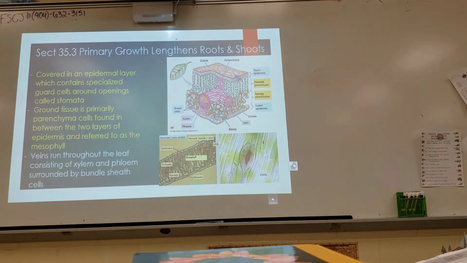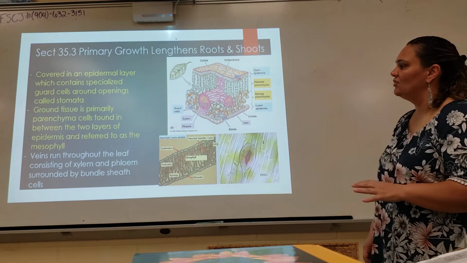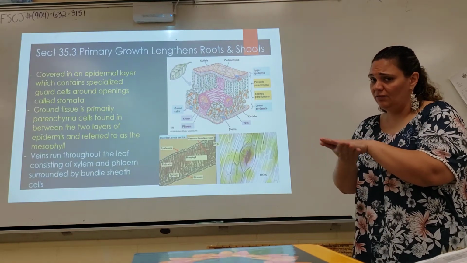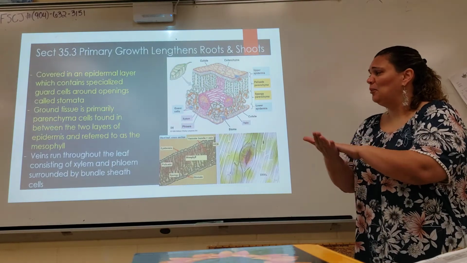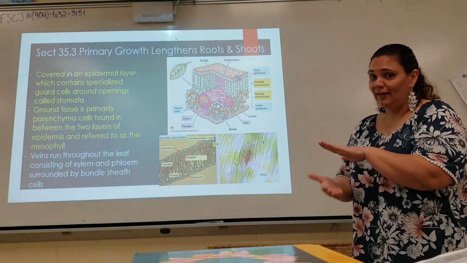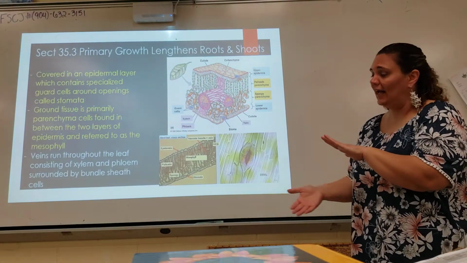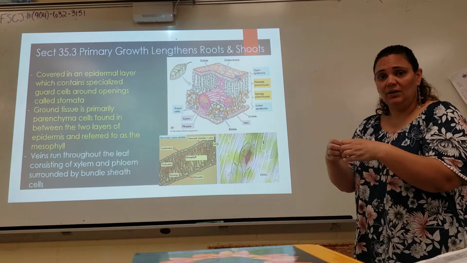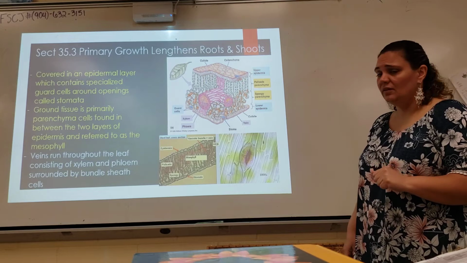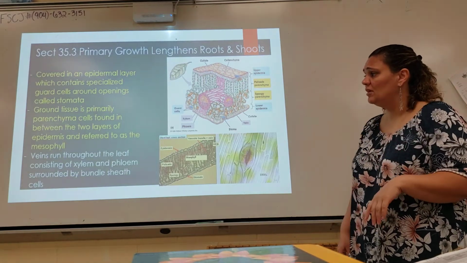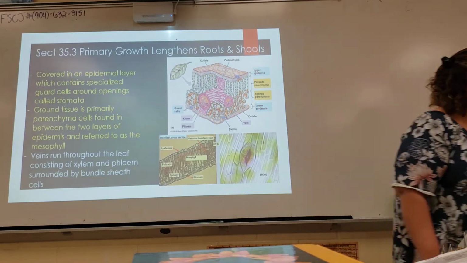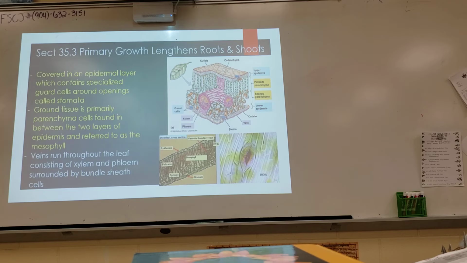All right, it's covered in an epidermal layer, which is going to have specialized guard cells that protect the opening of the leaves, on the bottom of the leaves, called the stomata. And I'm hoping we remember the stomata do what? They allow the air, aka CO2 and oxygen, in and out, right? And you have to have guard cells around it to either open it or close it. Ground tissue is primary parenchyma cells that are found between those 2 layers of the epidermis, and that's referred to as mesophyll. Okay? And if I am not mistaken, we just finished our first chapter.